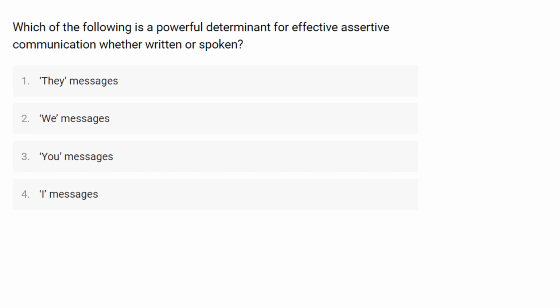Which of the following is a powerful determinant for effective assertive communication, whether written or spoken? In this question they have given you the 4 options and they ask which of the following is a powerful determinant for effective assertive communication, whether written or spoken. The first option is they messages, second one is we messages, third one is you messages, and the last one is I messages.